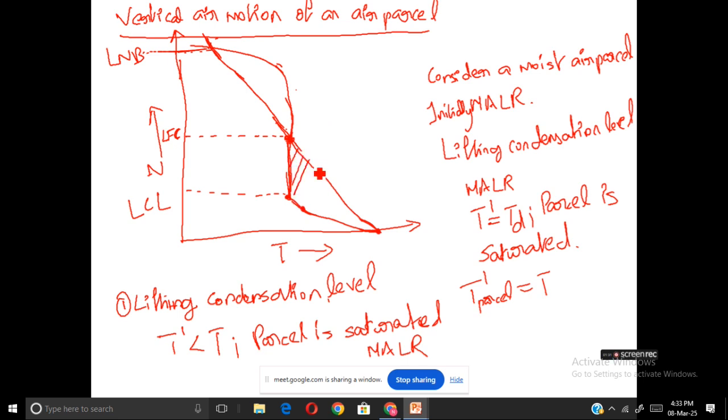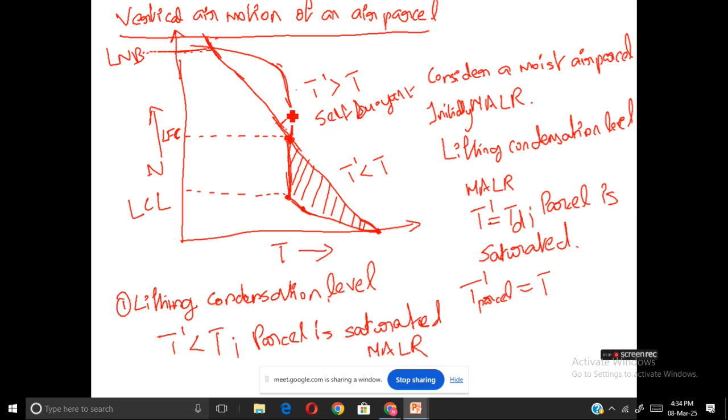So till LFC, T dash is less than T, and an external agent is required to lift the parcel. After LFC, this line shows the temperature of the parcel, T dash, which is greater than T. So the parcel is self-buoyant. There is no need of any external agency.